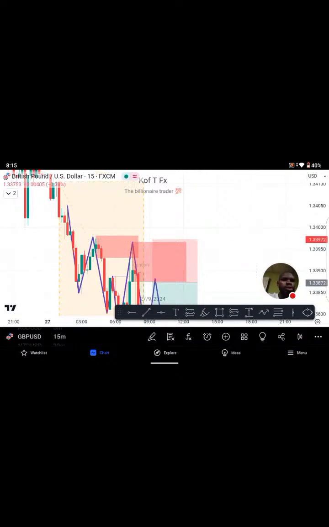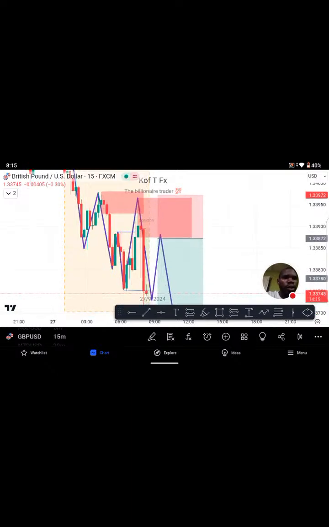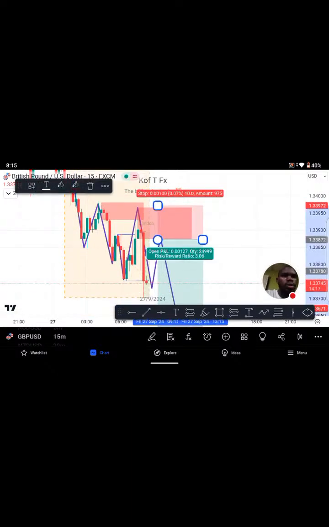Okay, that's right. So I'm setting the limit right now. The SL is 10 pips. I'm risking $30 on the trade as well. GBPUSD. So we have two trades for today as well, EURUSD and GBPUSD.